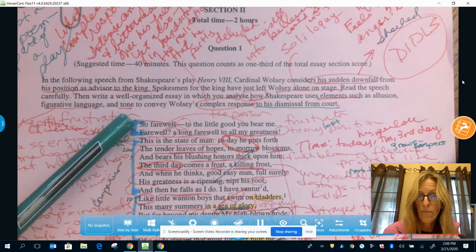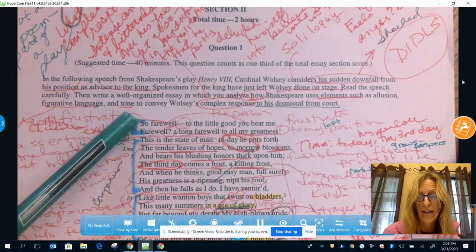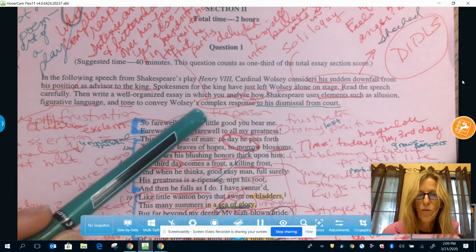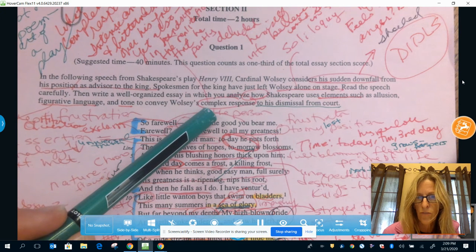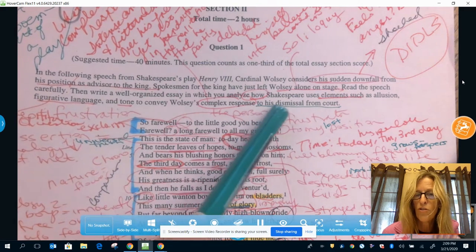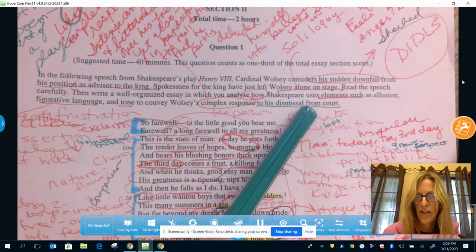Tone is always going to be important. If you misread tone, you misread the entire passage or prompt, and you'll receive no credit probably. How are those things used to convey Wolsey's complex response? It's always going to be complex because it's going to be complicated, to his dismissal from court. And so there's the context of what has happened.